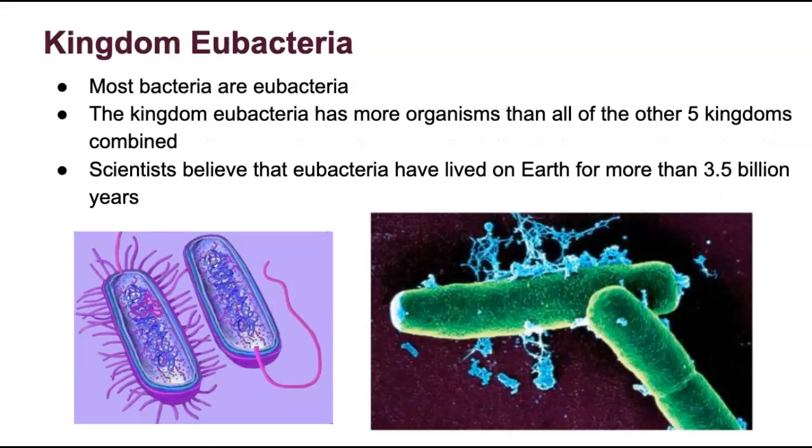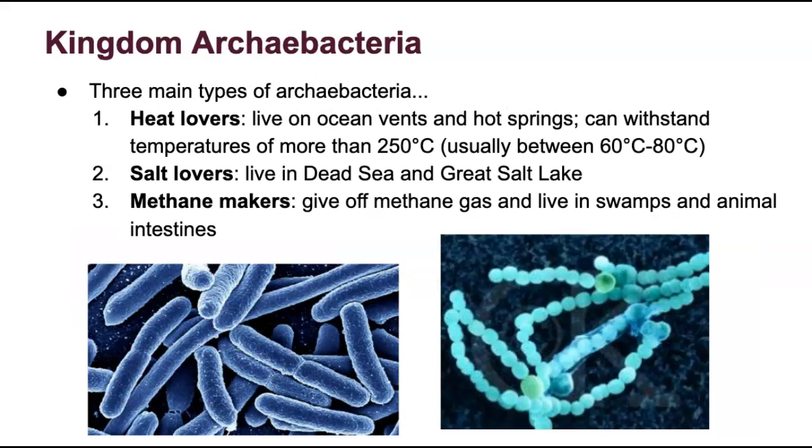Remember, there were those two kingdoms of bacteria. Eubacteria, or true bacteria, are the most common. There are more eubacteria organisms than organisms in all the rest of the kingdoms combined, and scientists believe that they're really, really old. Remember that kingdom Archaebacteria are full of extreme-loving organisms. They're broken into three categories.